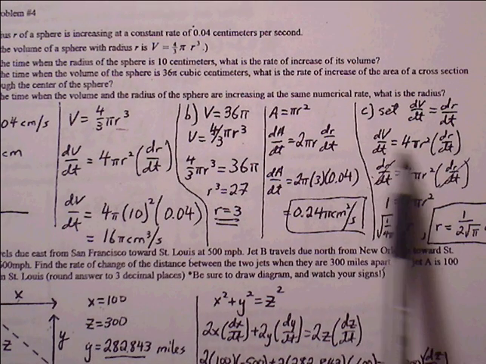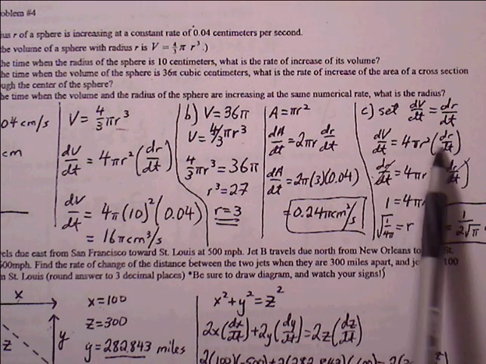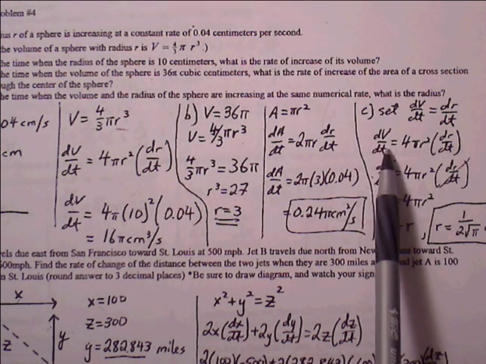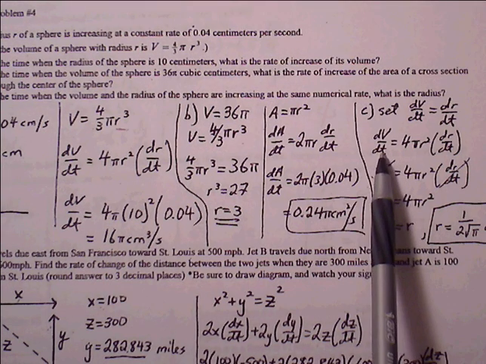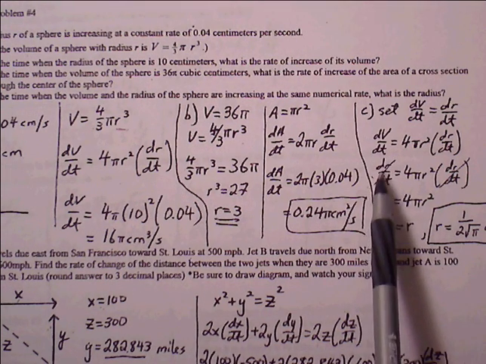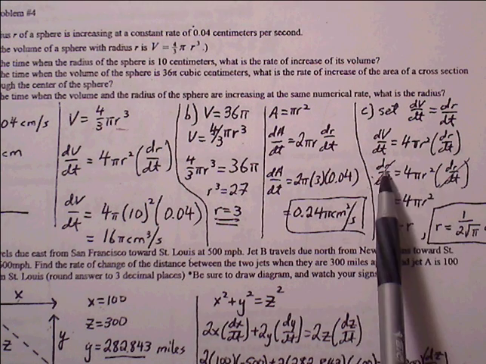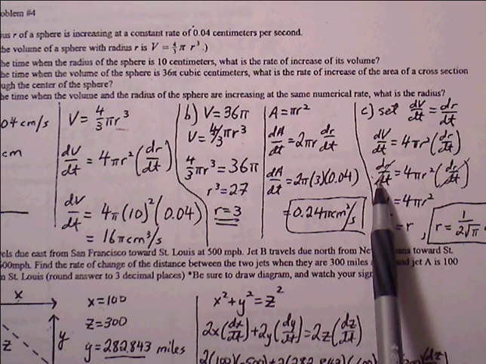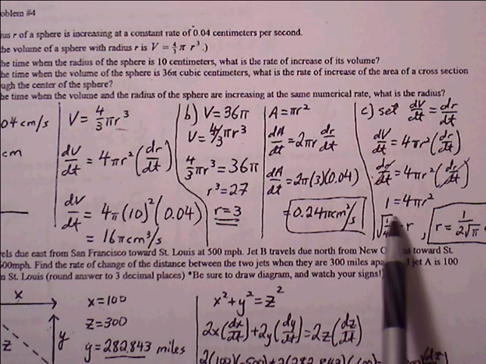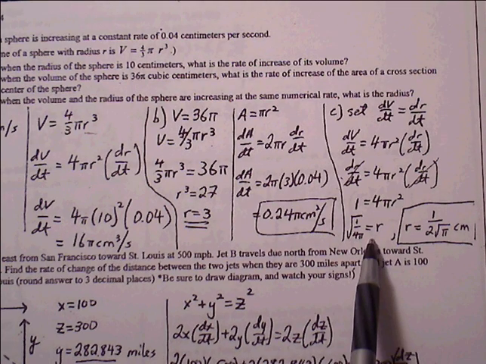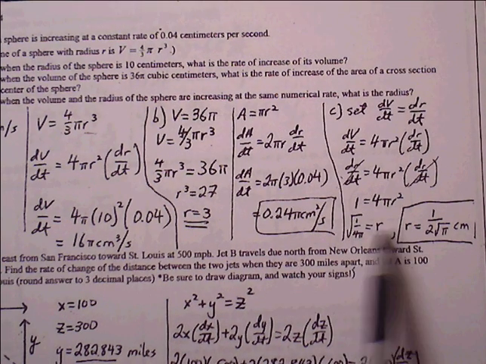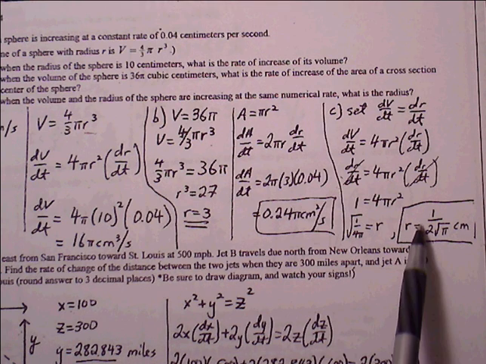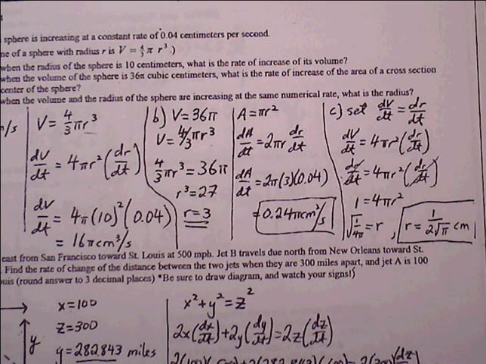This is the relationship between dV/dt and dr/dt. At the moment that dV/dt is equal to dr/dt, we can replace dV/dt with dr/dt, because at this particular moment they are the same. So if we get everything in terms of dr/dt, we can cancel those out, and it just becomes 1. So 1 is equal to 4πr². Divide both sides by 4π, then take the square root, and we get r, which is the square root of 1 over 4π, or 1 over 2√π centimeters.